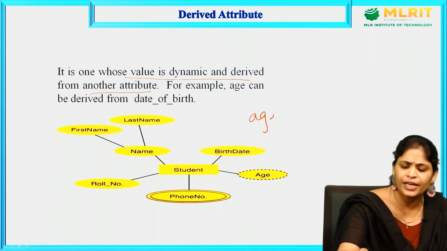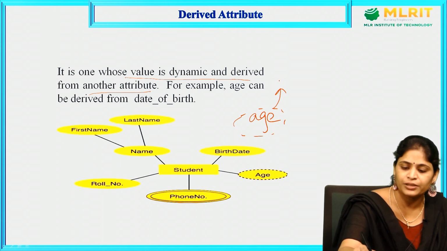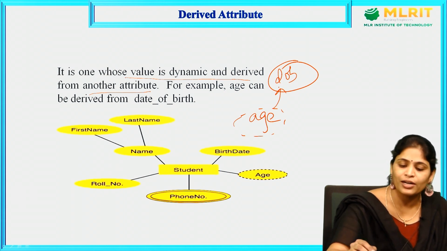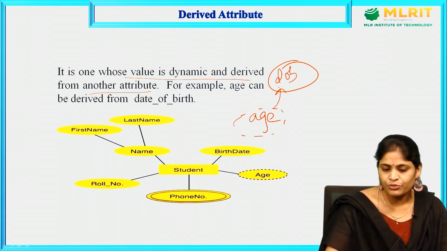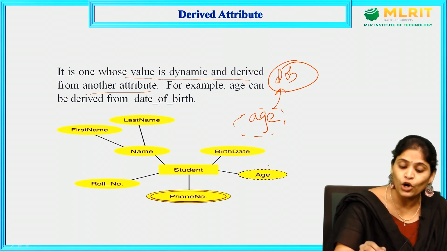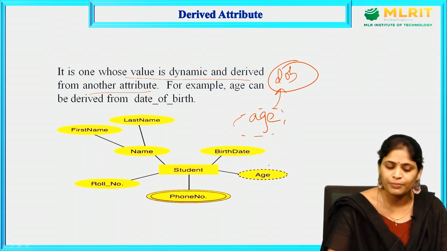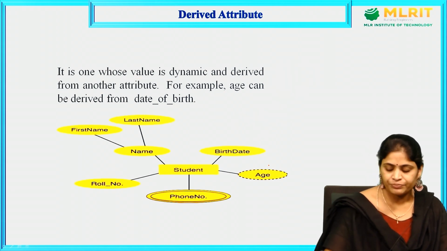So here age can be derived from date of birth, DOB. So this is called as what? Derived attributes, and it is represented by a dotted ellipse. Derived attributes are represented by a dotted ellipse.